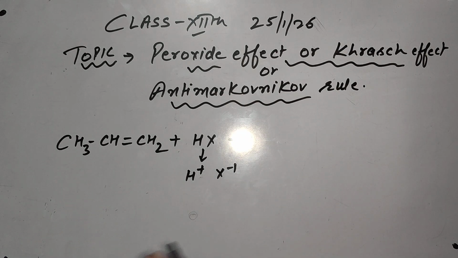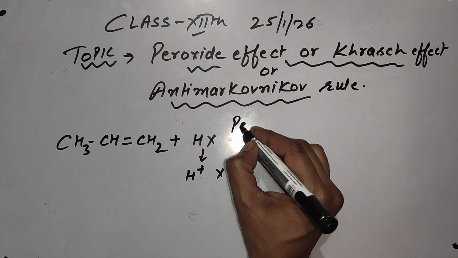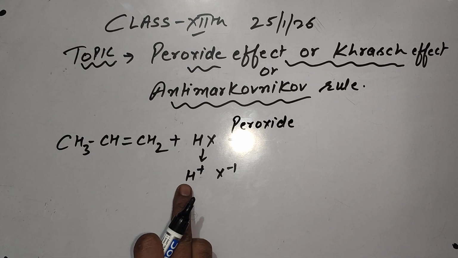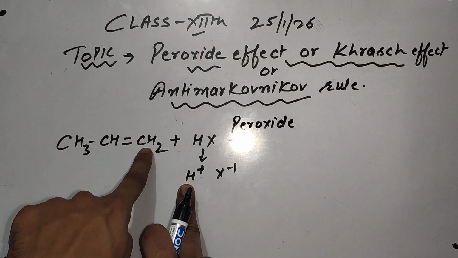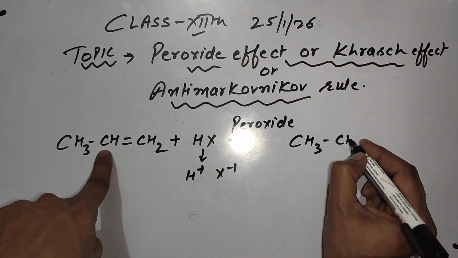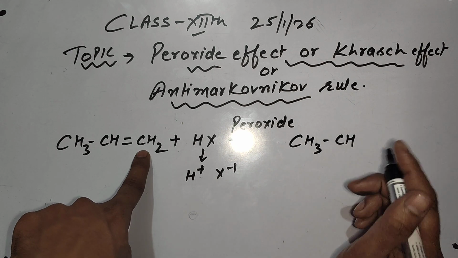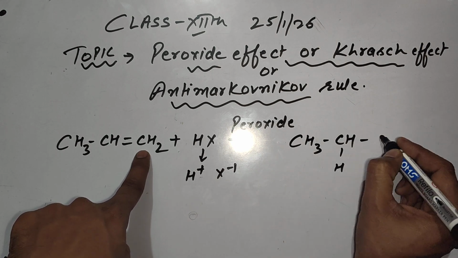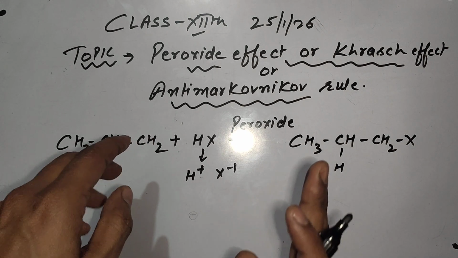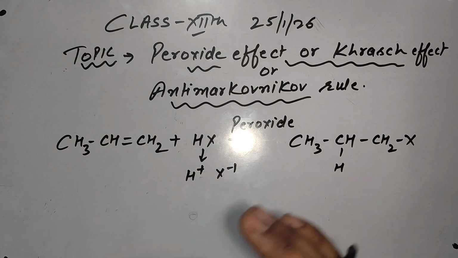But here, in this case, if along with these two reagents we use a third reagent, peroxide, now in this condition what will happen? The H positive is not going to join on this carbon, it will join on this carbon. And X will join on this carbon, which was opposite to the Markovnikov rule. So the final product here will be this one. This effect is known as peroxide effect, Kharasch effect we can call it, or anti-Markovnikov rule we can call it.